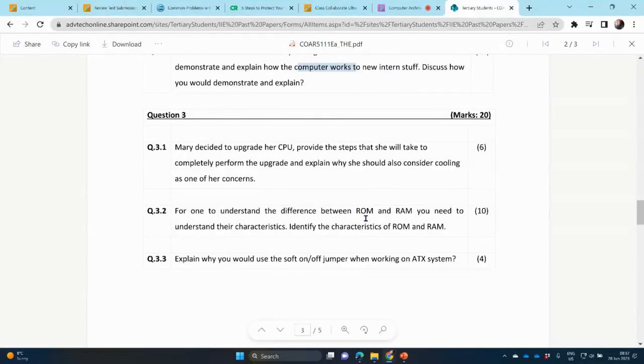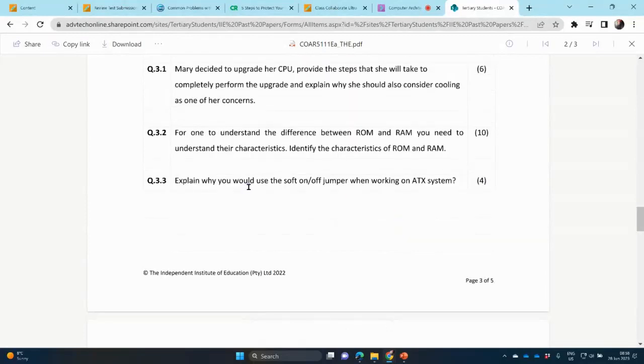For one to understand the difference between ROM and RAM, you need to understand their characteristics. Briefly identify ROM and RAM. Characteristics. Write enough information for 10 marks.